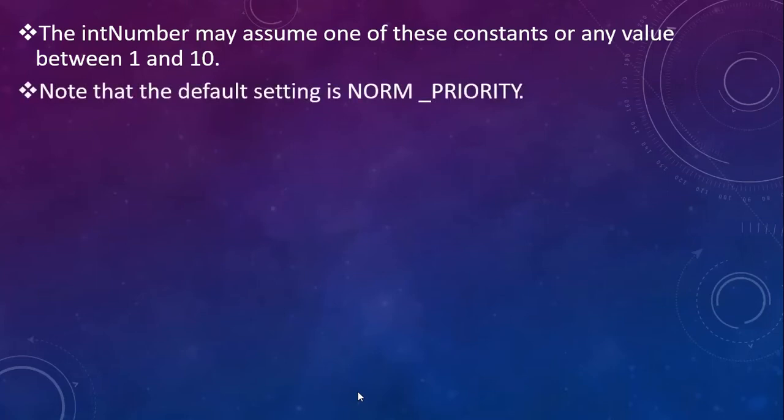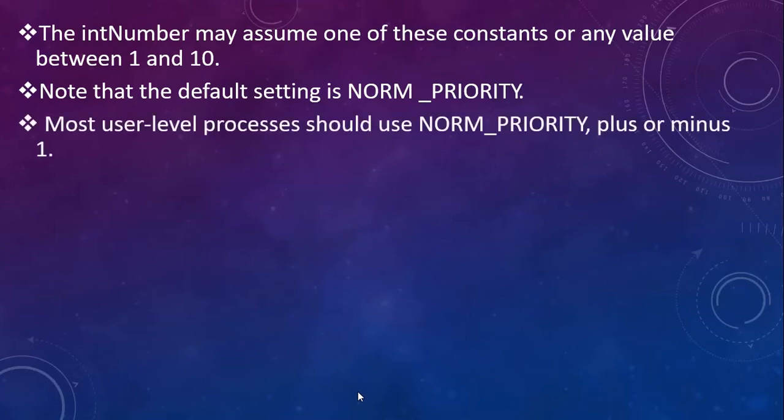Note that the default setting is normal priority. So far we had not set any priorities for our threads. So the default priority is the normal priority, NORM_PRIORITY, a constant that is defined by the Thread class of the java.lang package. Most user level processes should use this normal priority, and you can go plus or minus 1.